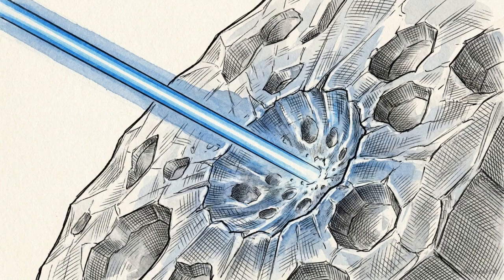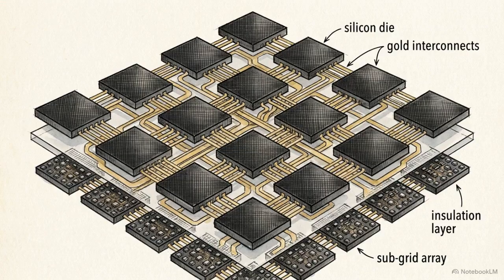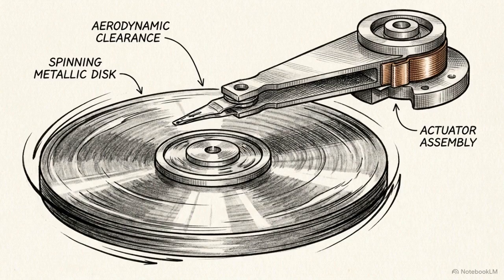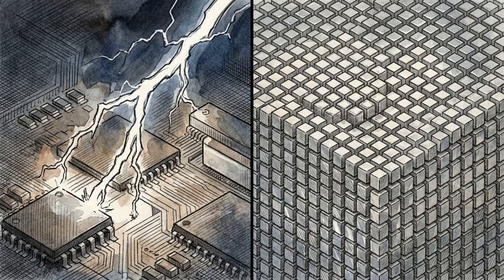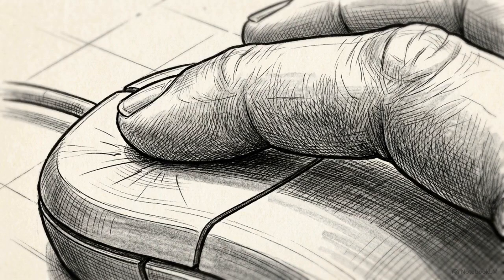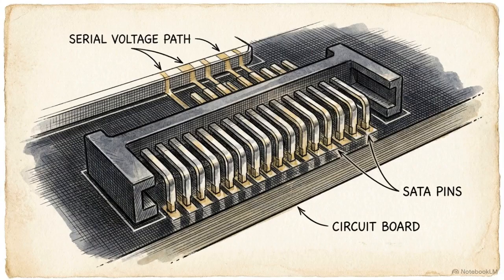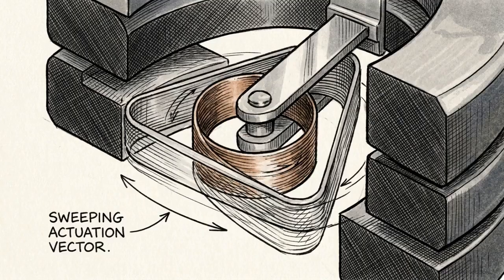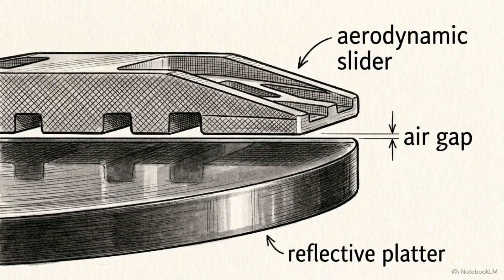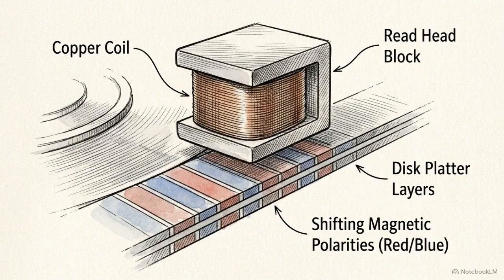Whether reading physical pits with lasers, accessing floating gates and flash arrays, or sweeping heads over magnetic platters, overall speed is dictated by the interface voltage and the physical density of the medium. Retrieving a single file requires an incredibly fast chain of physical events. The interface pulses its serial voltage, the voice coil sweeps the actuator, the head stabilizes over the cylinder, and the magnetic flux shifts are read directly off the sector.